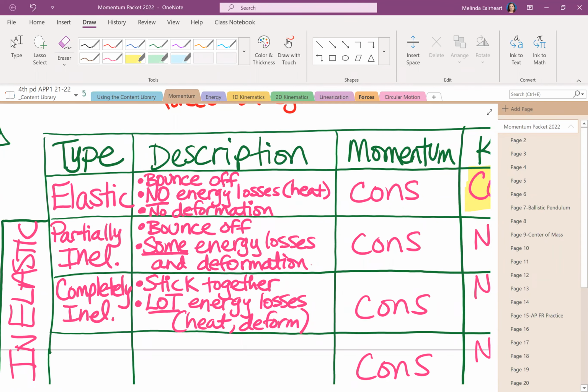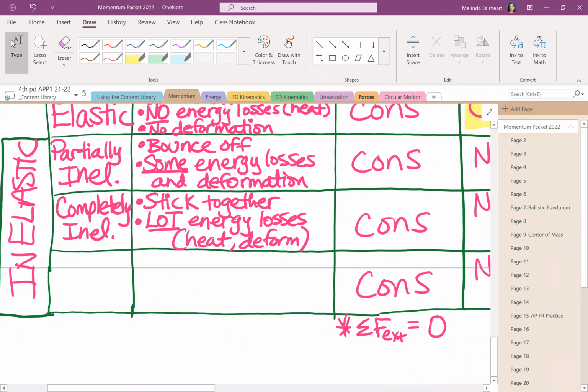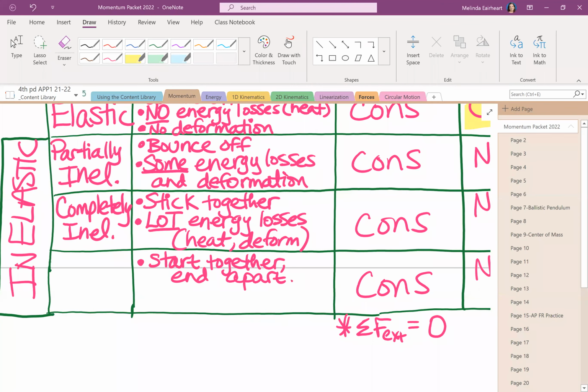And then what's the third inelastic? This one is kind of, it could be a category on its own, and AP doesn't really designate this one. It's just what we see. So I'm going to do the description first. This one is different because they start together and end apart. Maybe you've ridden a skateboard and you jumped off, right? You start together with the skateboard and you jump off.